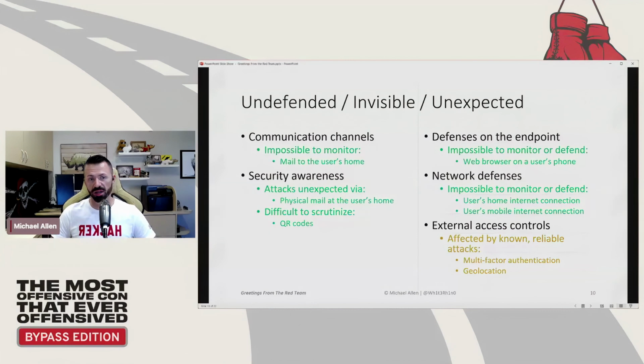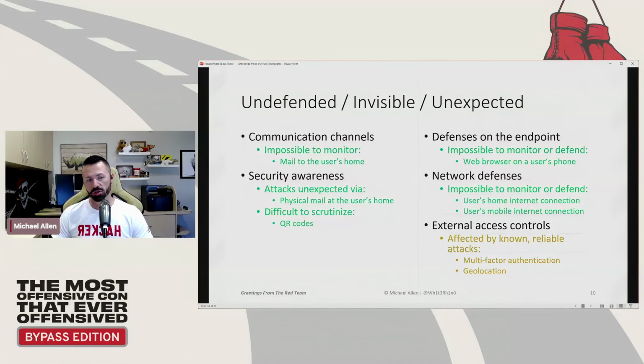Over communication channels, one that came to mind was physical mail that's delivered to the user's home. There's no way that I'm aware of that any company, at least inside the United States, maybe it's different in other places, can observe the contents of the physical mail that comes to someone's home and do anything to block malicious mail that's sent to someone's home address. So that's good in the realm of completely invisible to that parent organization.